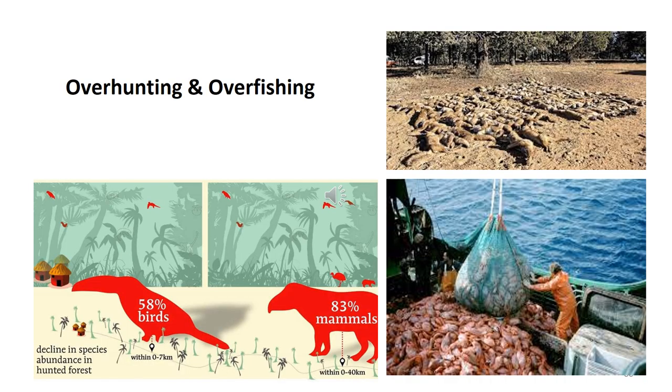In an effort to feed all these 8.1 billion people on Earth, there is overfishing and overhunting. So animals and fish are hunted far beyond what their populations can handle and rebound from. So they're weakened, and some of them spiral down into extinction.